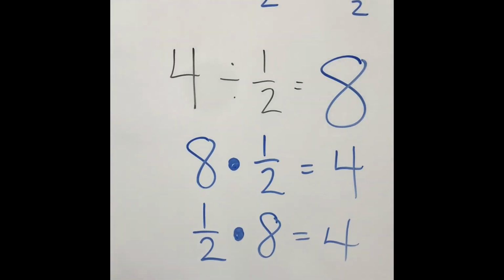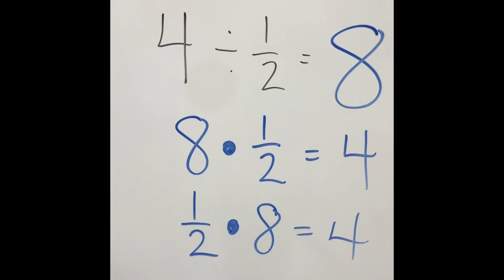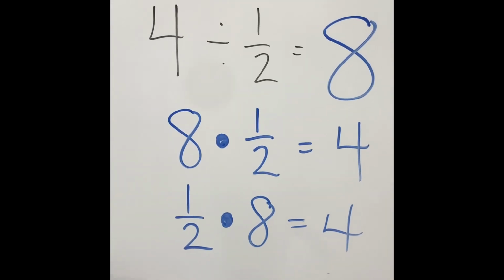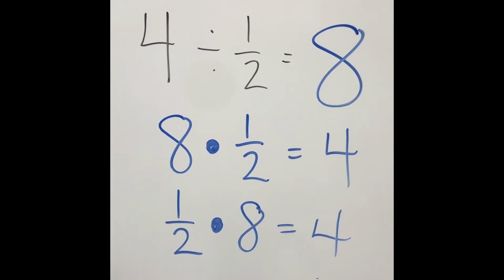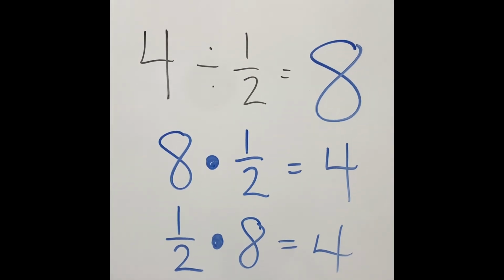So looking at how multiplication and division are related, again, we close with, if 4 divided by 1/2 is 8, then 8 times 1/2 will be 4. In addition, 1/2 times 8 will also equal 4. And that's a wrap.